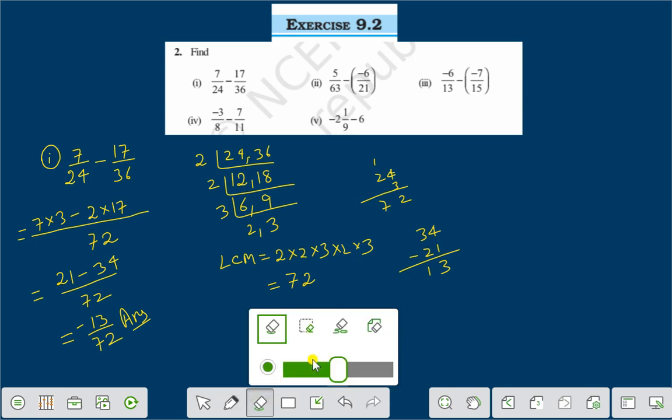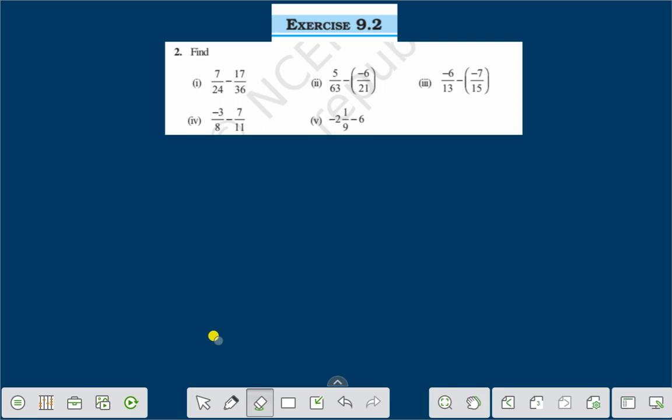We will solve question number 2. Question number 2 is 5 by 63 minus of minus 6 by 21. Here you can write it as 5 by 63, minus into minus is plus 6 by 21.